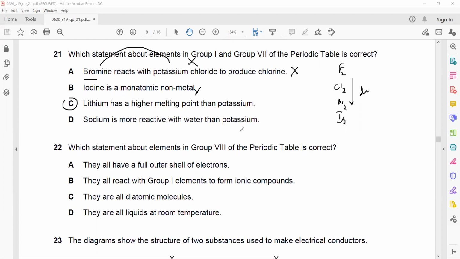Sodium is more reactive with water than potassium. That's wrong, because when we go down the group, the reactivity increases. So lithium, sodium, potassium. Potassium is having a violent reaction as compared to that of sodium. So C is the right statement for this.